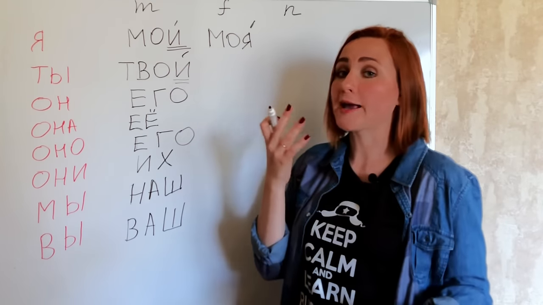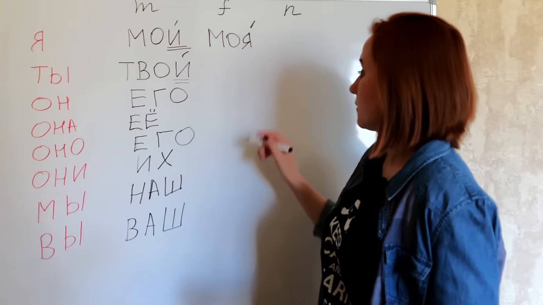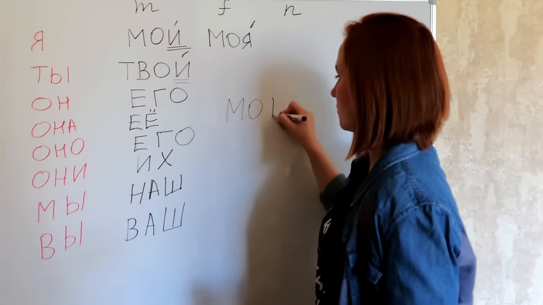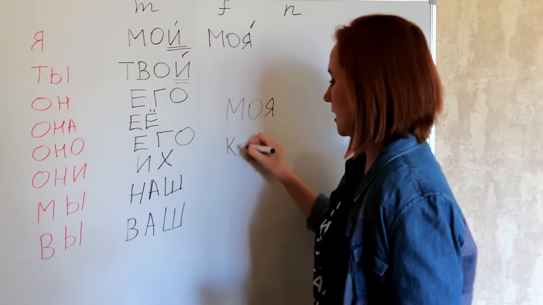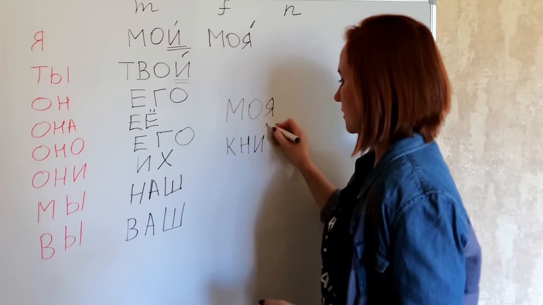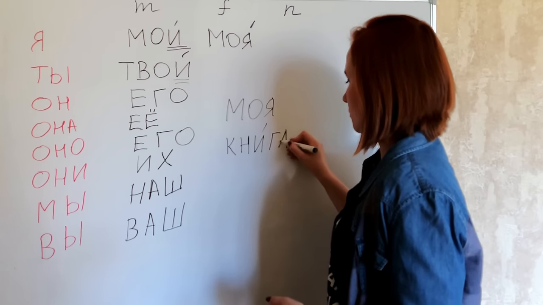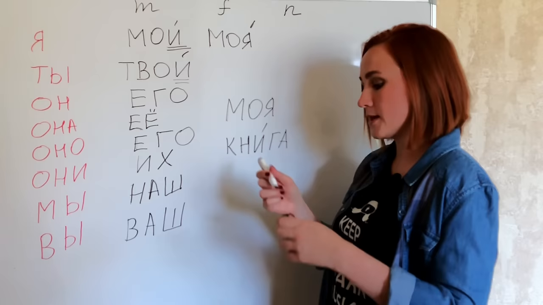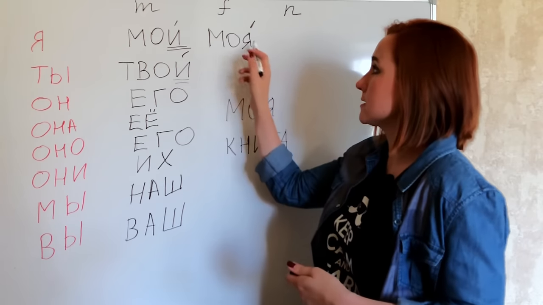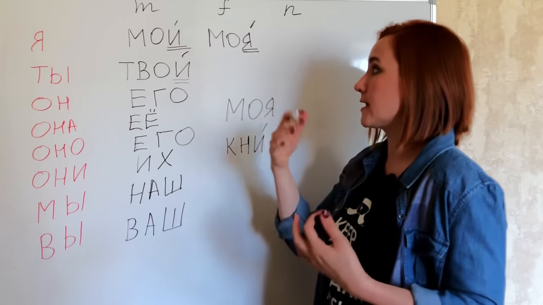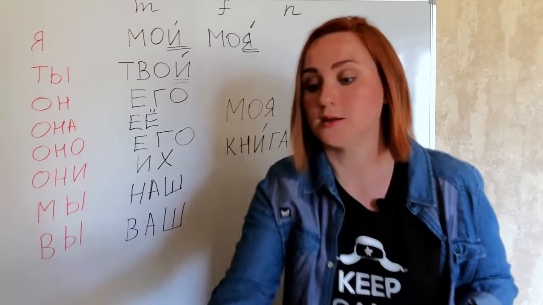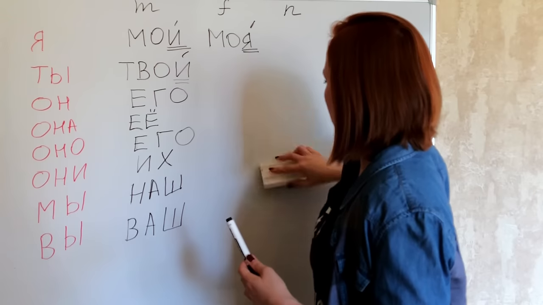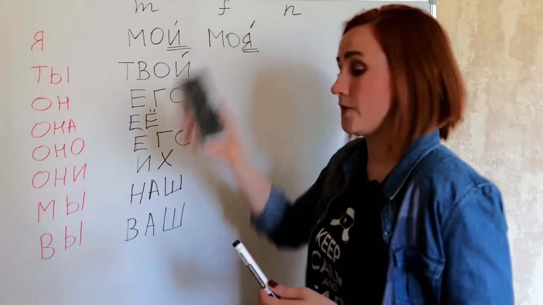So моя. For example, my book. Моя книга. Right? My book. Моя книга. Again, easy to remember, because я is in the ending. Just like in any noun that is feminine.